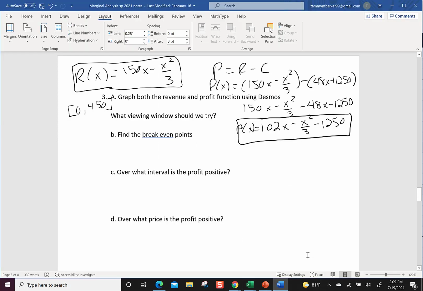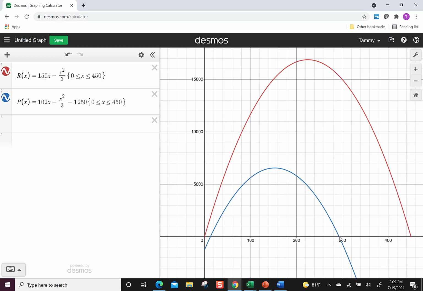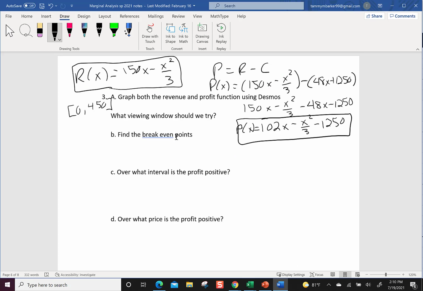Let's look at what I asked for. I said, let's start with the break-even points. The break-even points is where the profit is 0, so I'm going to click on the profit, and I can see there's one at 293.21, and there's one at 12.789. So I have break-even points at x equals 12.789, and also at x equals 293.21.